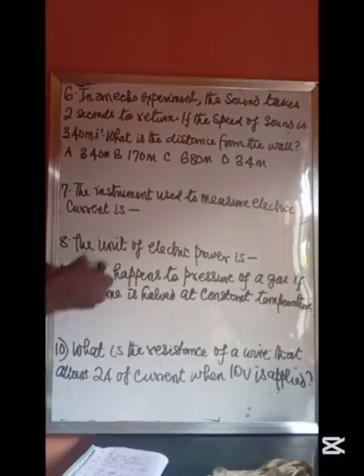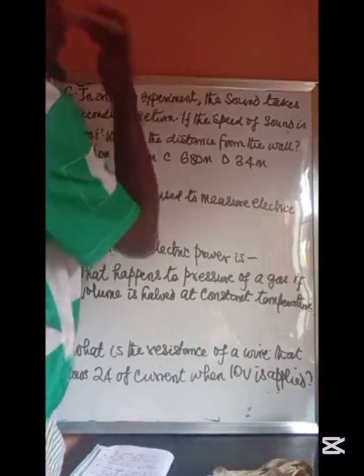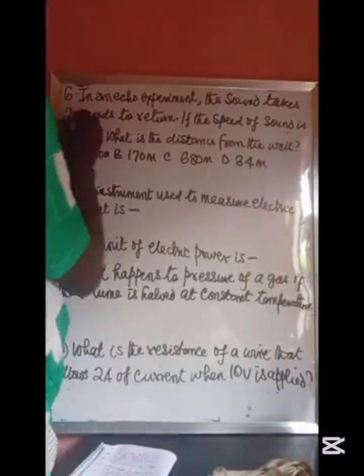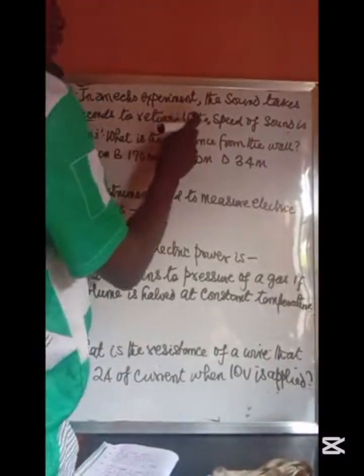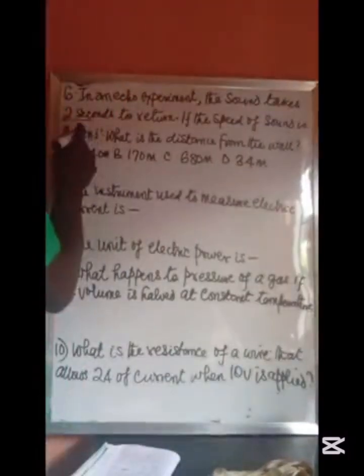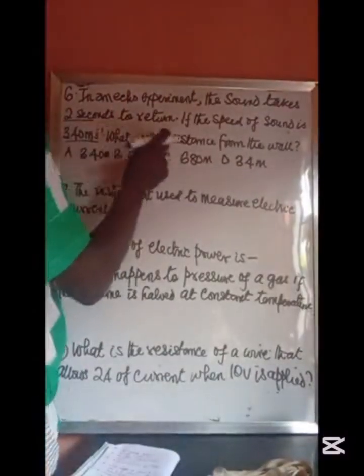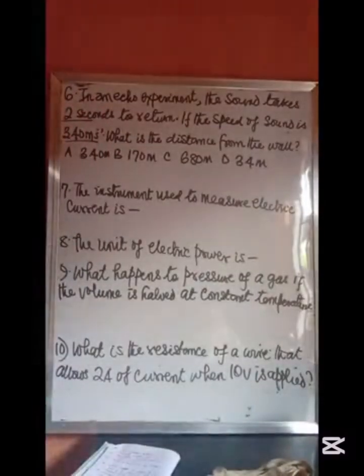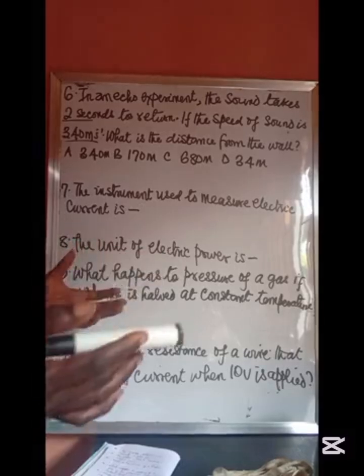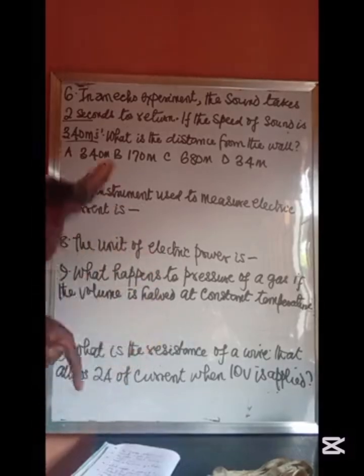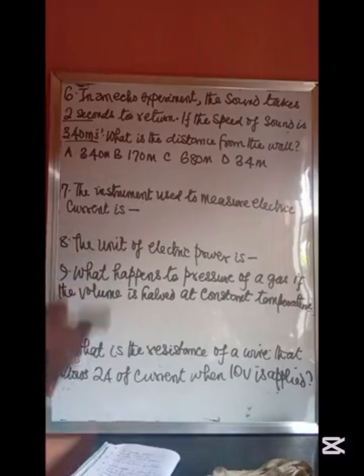Now the next question says, in an echo experiment, the sound takes 2 seconds to return. If the speed of the sound is 340 meters per second, what is the distance from the wall? Okay, an echo is a reflection of a sound wave from a hard surface. For example, if you are in an empty room, when you shout, you can hear that sound coming back to you. That means the sound has been reflected.